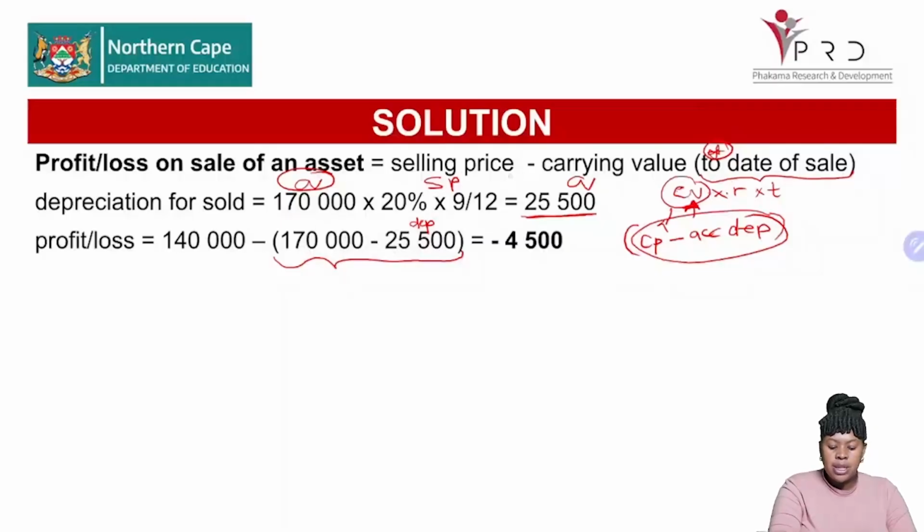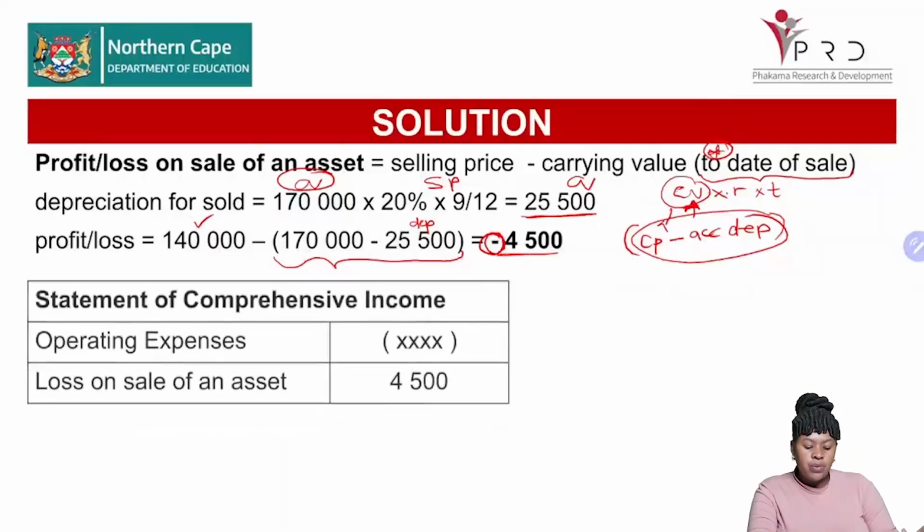Our calculation says our selling price, they say they sold this asset for 140. And then we've adjusted our carrying value, and then we subtract our carrying value, and then we get our loss. Do you see that it's a negative? And if it's a negative, it's indicating that we've made a loss. Okay, so then how do we record this specific loss?